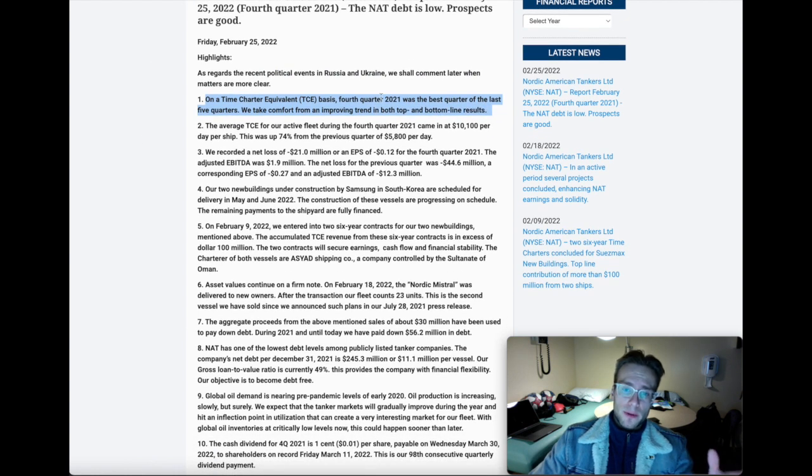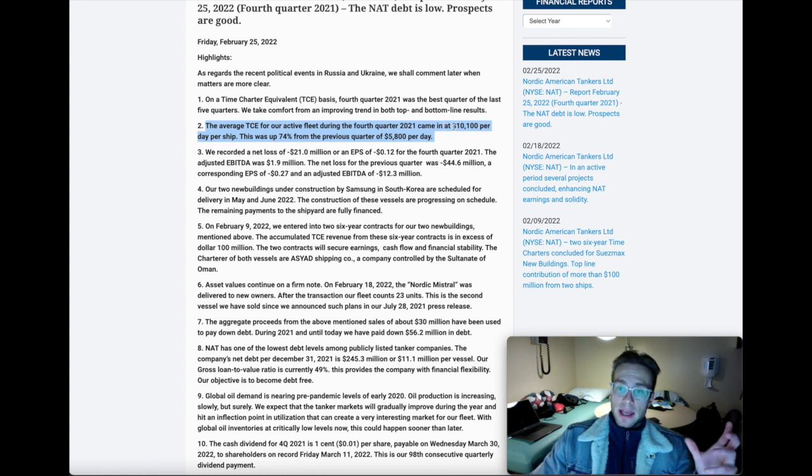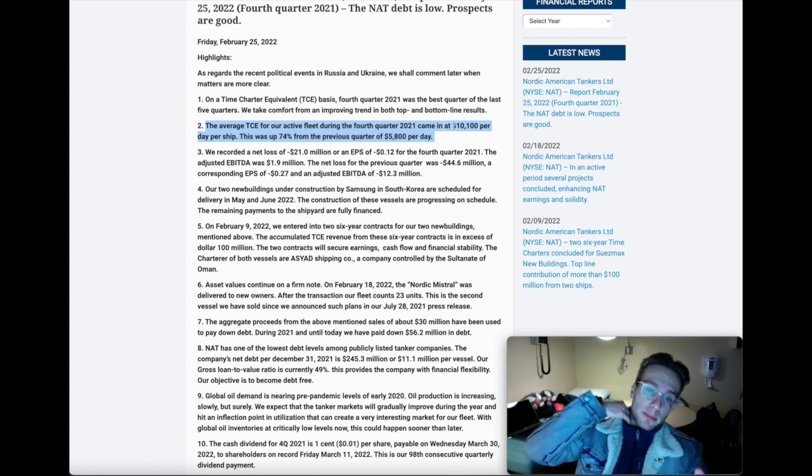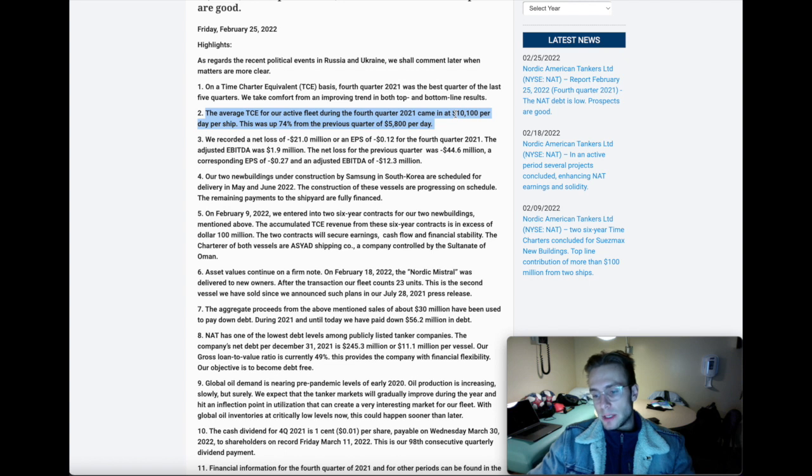So they improved on both their top and bottom line. The average time chartered equivalent, which is how much people pay NAT to ship oil for them, in the fourth quarter came in at $10,100 per day per ship, which was up 74% from the previous quarter of $5,800 per day. So significant improvement. That's what I like to see. That's what we've been expecting, but it just hasn't been materializing.